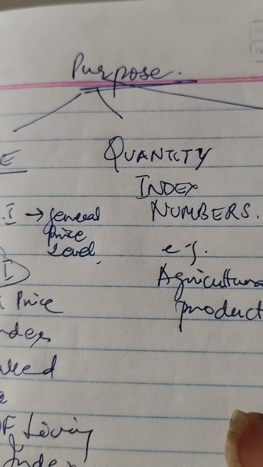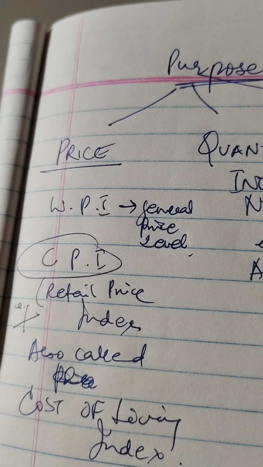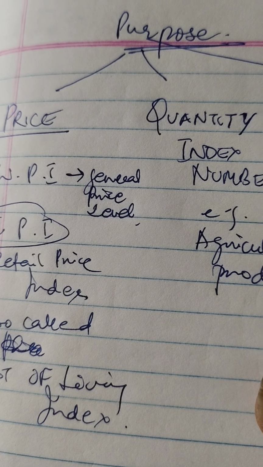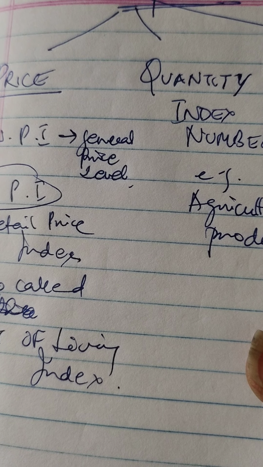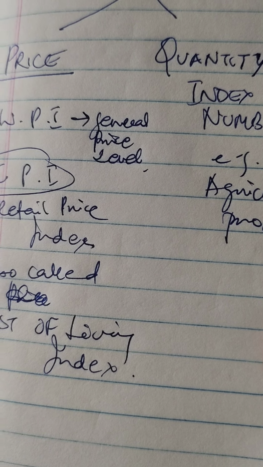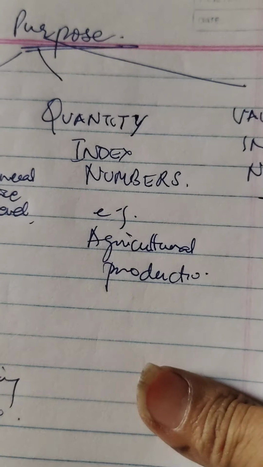Okay, now let's just take quantity index numbers. So what is quantity index numbers? They measure changes in the physical volume of goods and services, goods produced and consumed in a given time period. So that's quantity.